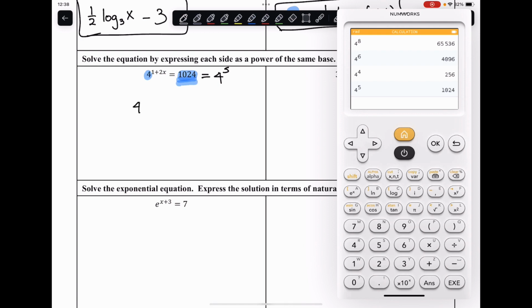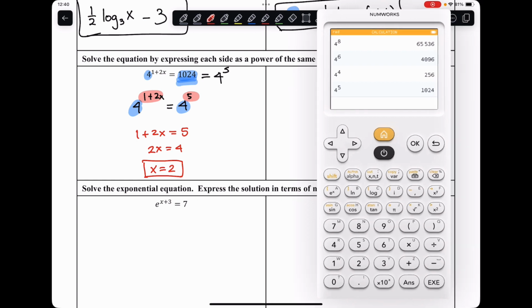So that means that 1 plus 2x equals 4 to the 5th. And now because the bases are the same, that means that the exponents are equal to each other. So 1 plus 2x equals 5. This equation requires us to subtract 1 from both sides, so 2x will equal 4. And then we'll divide by 2. So the solution is 2. So x equals 2. So here your answer will be a numerical value.